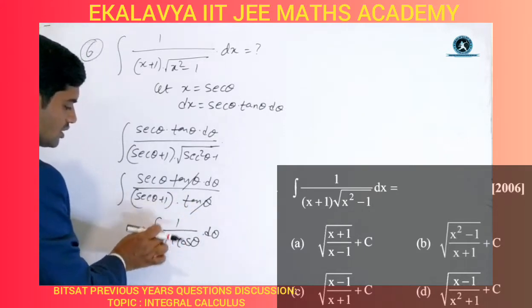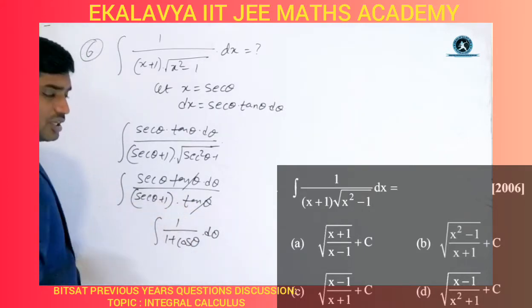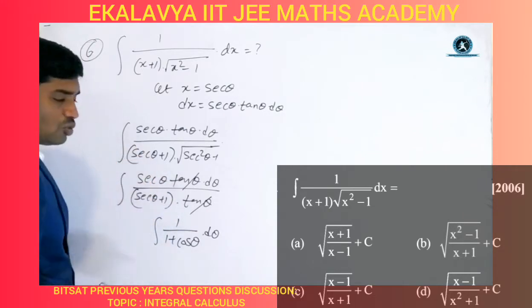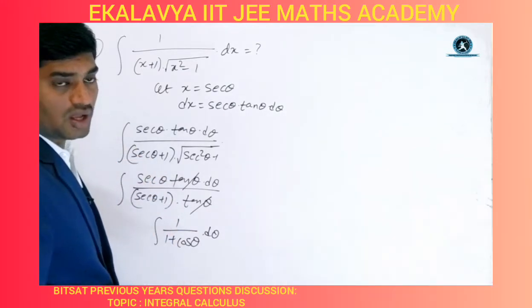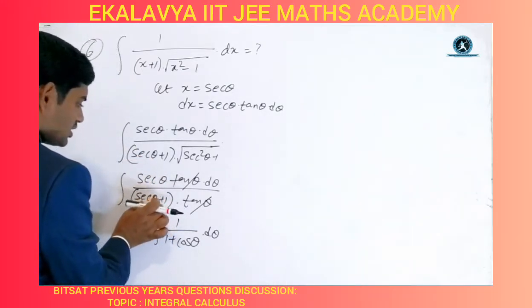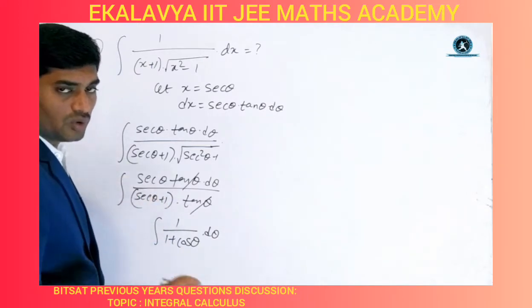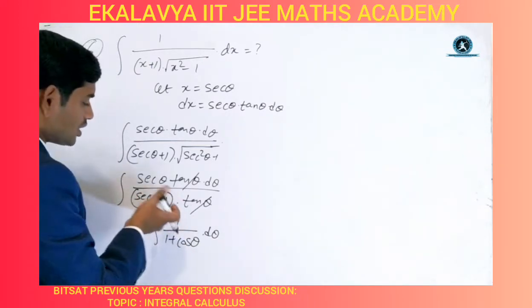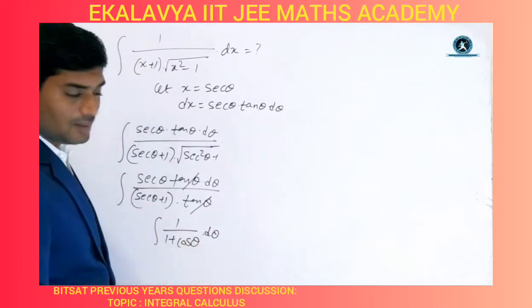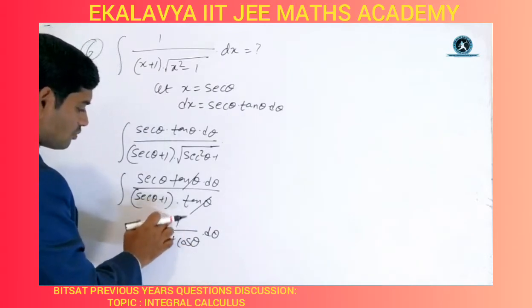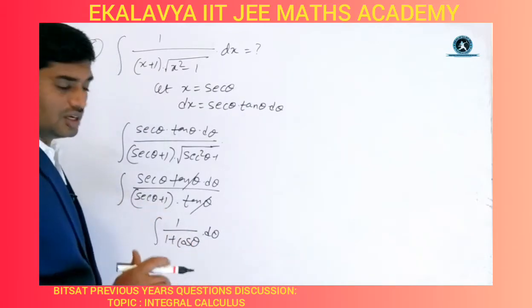So how can we get this integral of 1 by 1 plus cos theta d theta? This secant theta in the numerator we can write as 1 by cos theta, and in the denominator secant theta plus 1 we can write as 1 by cos theta plus 1. Now after taking the LCM and reciprocal, we get integration of 1 by 1 plus cos theta d theta.